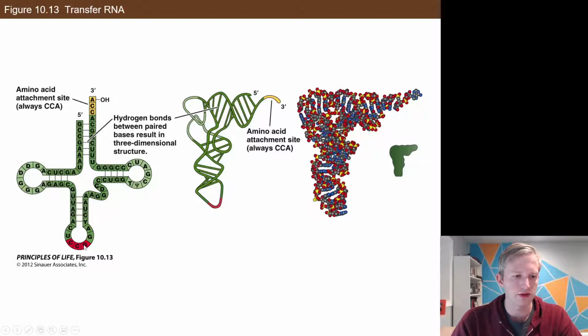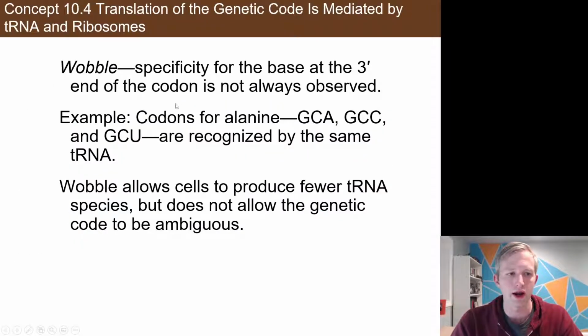And then there's this little region down here in red, which is the anticodon. And those are going to be the complementary bases for whatever codon this tRNA matches up to. At the top, we have what's called the amino acid attachment site, which is a very creative name for the site at which the amino acid attaches, and this is where the tRNA is going to be holding on to that amino acid and delivering it to the ribosome.